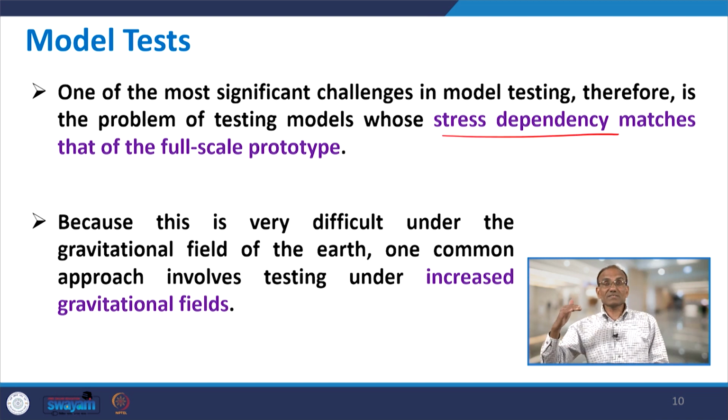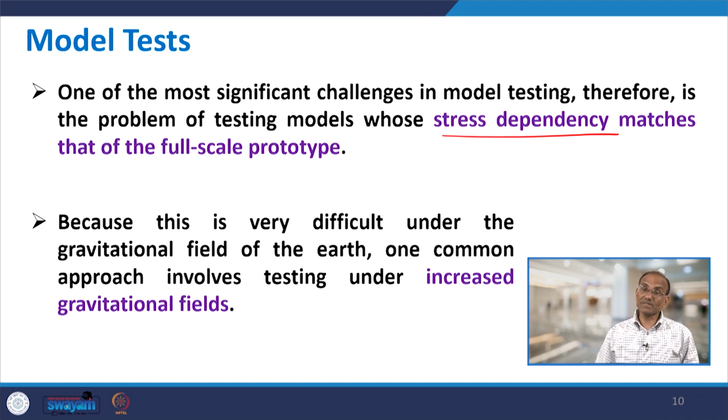Level of stresses in case of model and prototype should be the same. If that is same, then it is okay. But what happens when you test at 1G level, which is in the shake table? Then the level of stress in the model and prototype is not the same. As a result, we need to use a higher value of g to compensate for this.